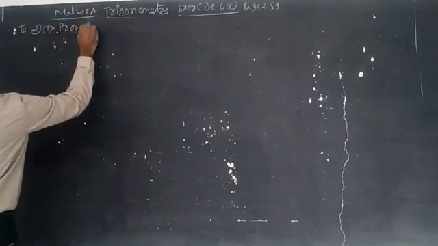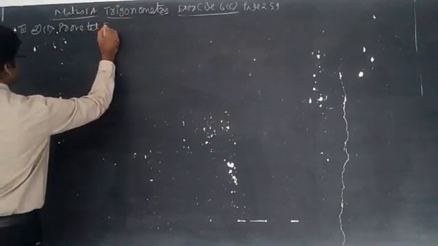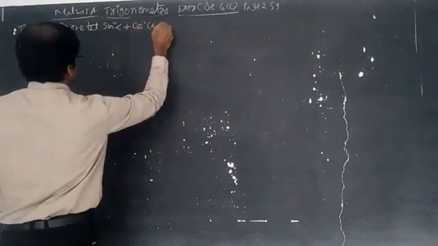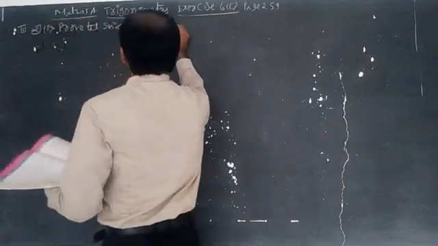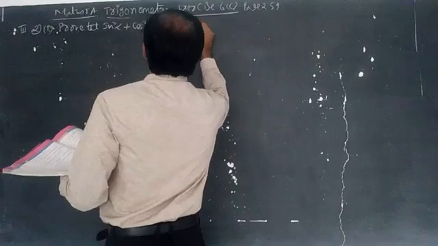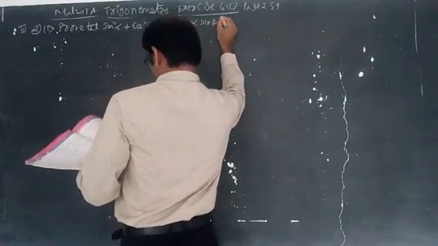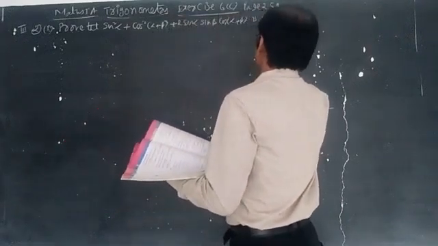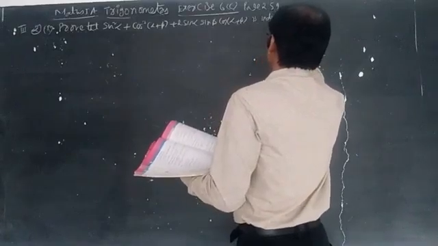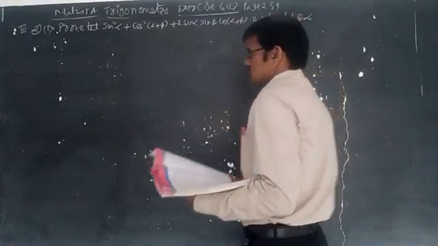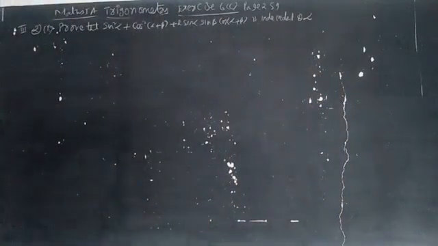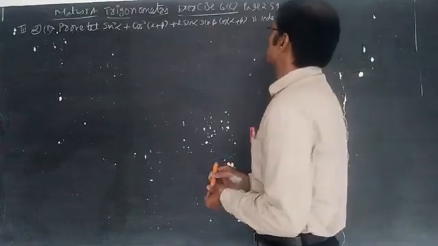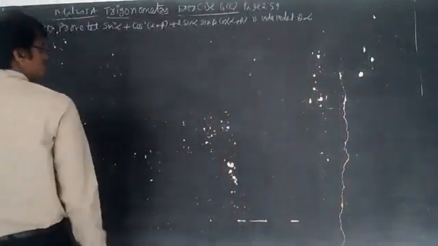Prove that sin square alpha plus cos square of alpha plus beta plus 2 sin alpha sin beta into cos of alpha plus beta is independent of alpha.